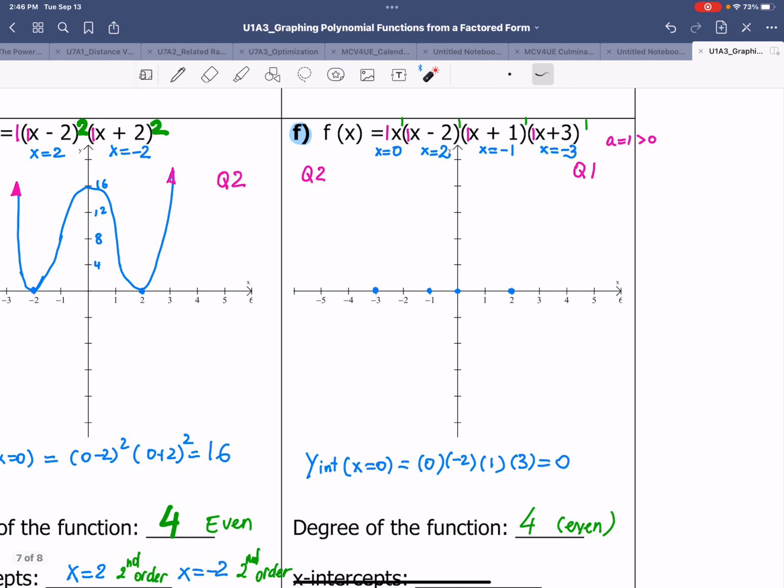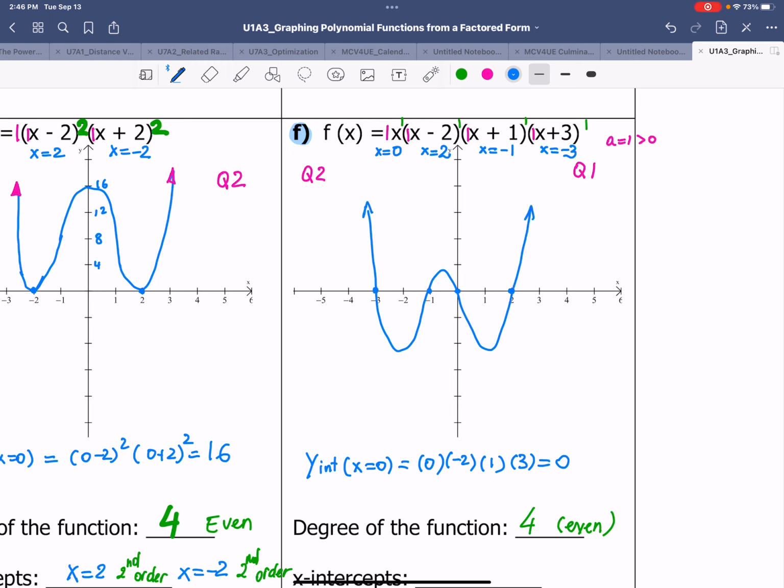Keep in mind, we need to check the order of each root. They're all orders of 1, which means that at every single root, the graph will just cut through the x-axis. So here I go down, I go up, I go down, and I go up again.